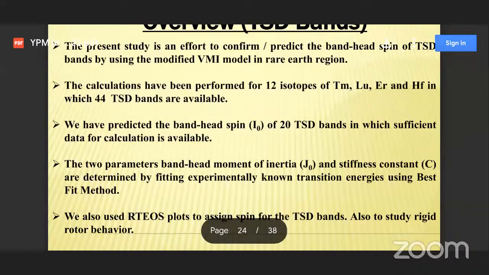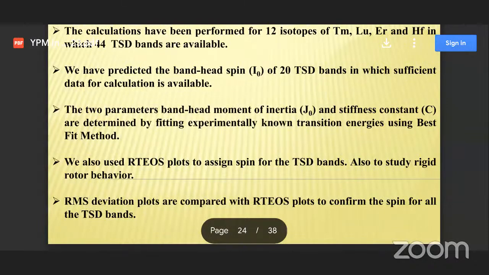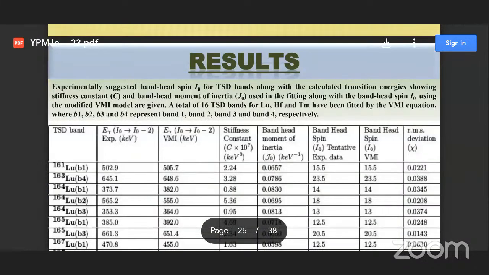The two parameters which we have calculated in this model are the band head moment of inertia and the stiffness constant C. With this we have done the fit using the best fit method, and using the RTOS plot we assign the spin for the TSD band to study the rigid rotor behavior. RMS deviation plots are compared with the RTOS plot just to confirm the spin for all the TSD bands. Now I am coming to my result part.